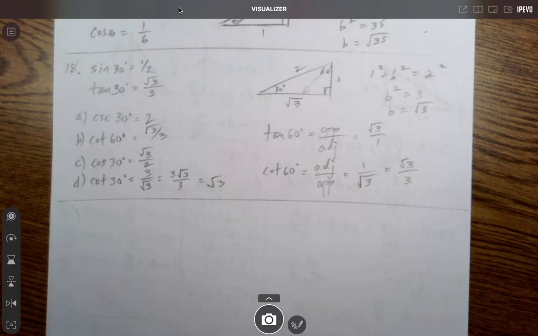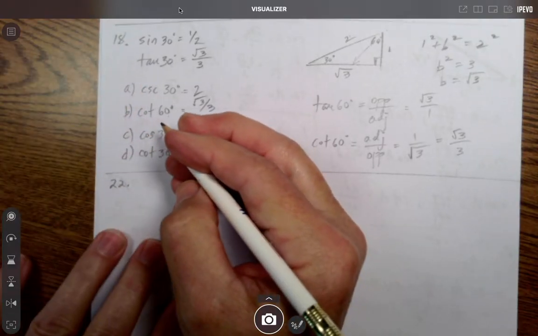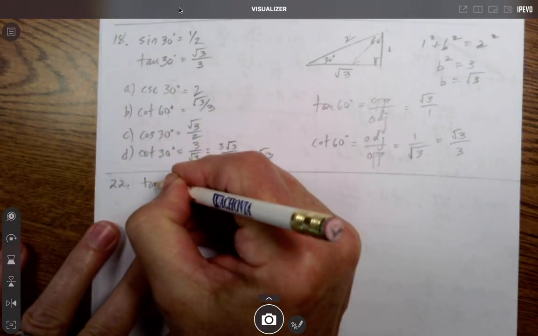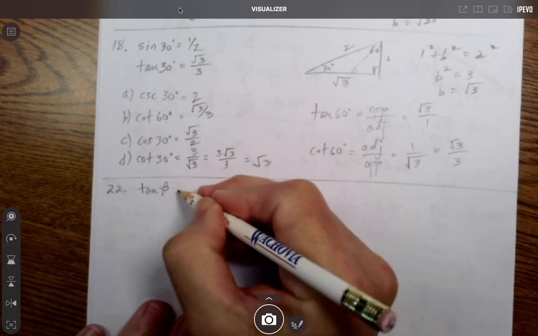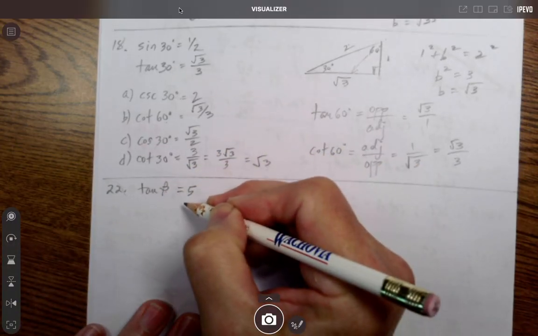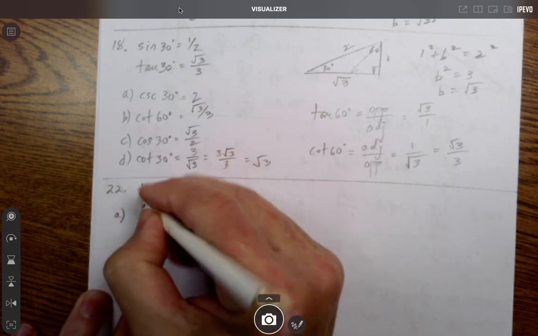Now we're going to look at another one like it. So we're going to do problem 22. So 22, we're given tangent of beta. So different Greek letter is 5. And we've got to find cotangent of beta.